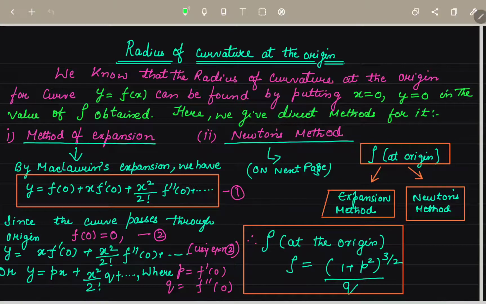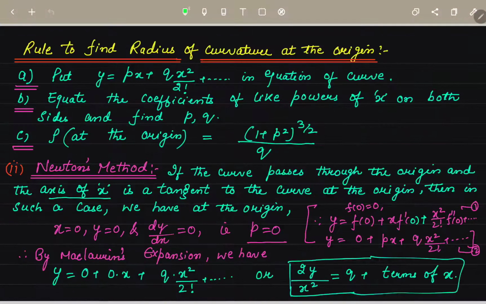Now I will give you the rule for finding the radius of curvature at the origin for this method. We have to use three steps. First of all, we put the value of y in the equation of the curve, where the value of y is px plus qx square by 2 factorial plus and so on. In the second step, we equate the coefficients of like powers of x on both sides and find the values of p and q.